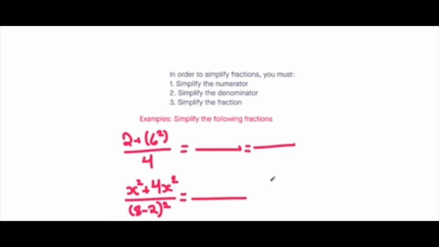In order to simplify fractions, we must simplify the numerator and denominator, and then we simplify the entire fraction. So here's an example. 2 plus 6 squared is 2 plus 36, which is 38. And then 4 is the same. And then we simplify that to 19 over 2.